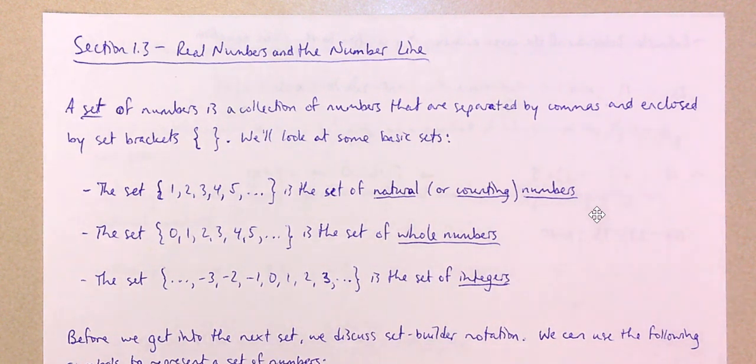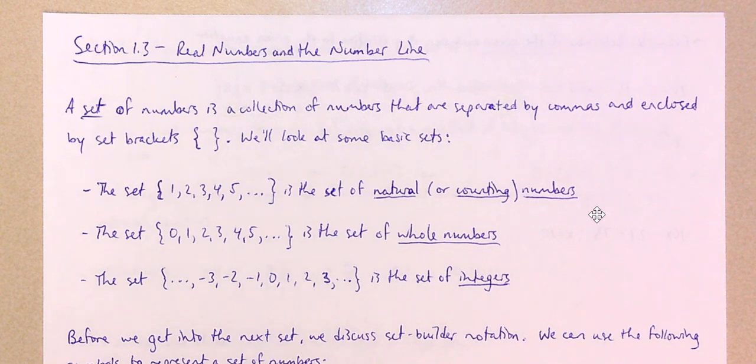As a recap, a set of numbers is a collection of numbers where we separate each of them by commas, and we enclose all the numbers that are separated by commas inside of set brackets or squiggly brackets or braces, what we saw back from section 1.1.